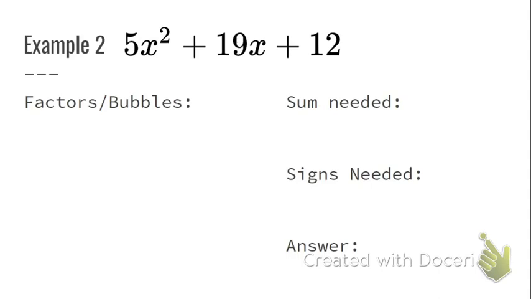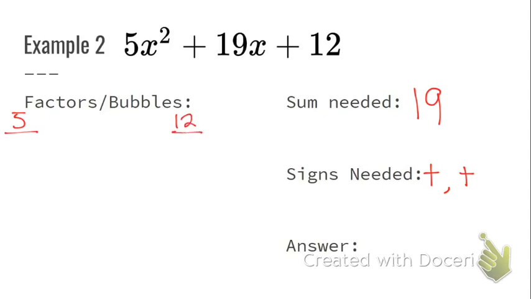All right, the sum that's needed comes from the middle term. So in this case, that would be 19. That's the sum that we're looking for. Again, today our signs that we need will always both be positive since we're focusing on just this one type of problem. For our factor bubbles, our first one will be bubbles for 5. Then over here we'll have bubbles for 12.